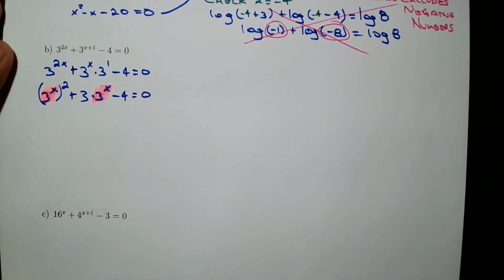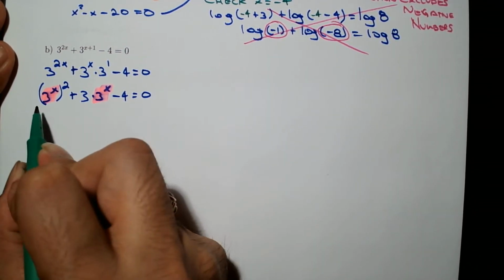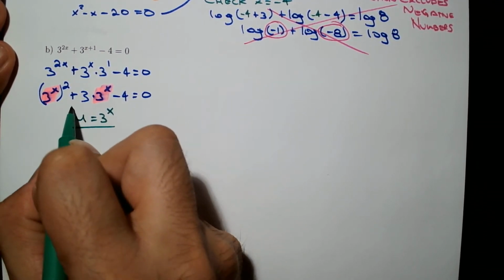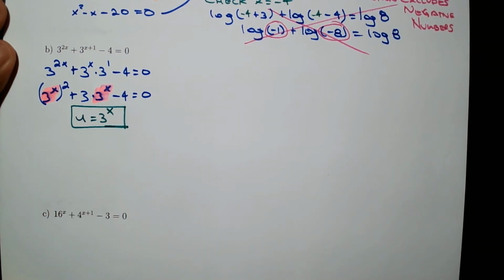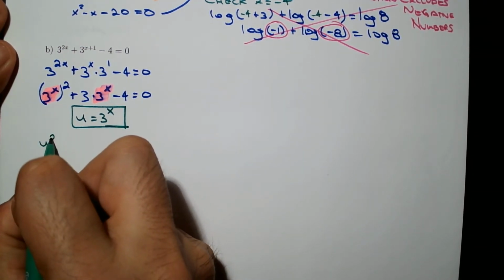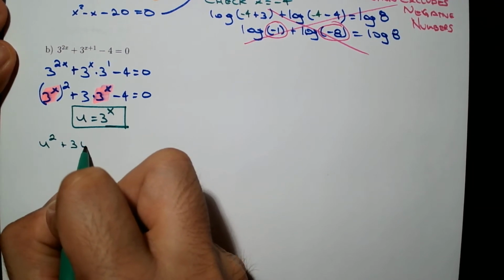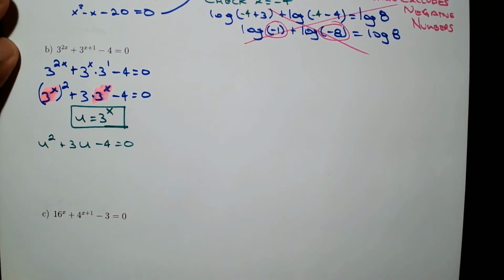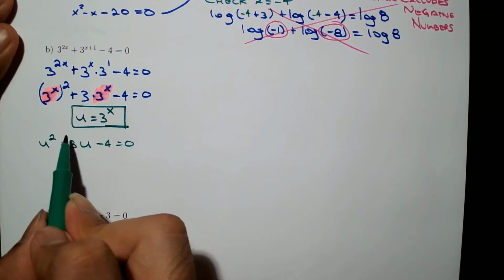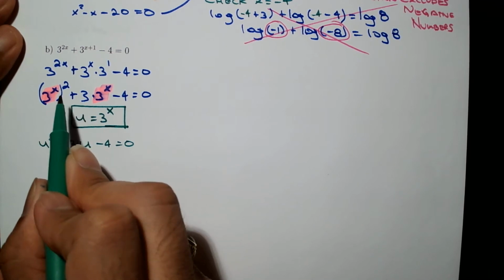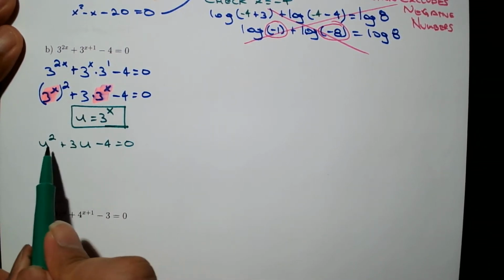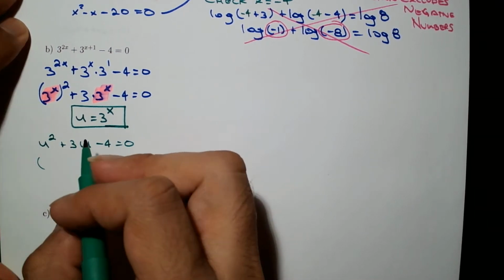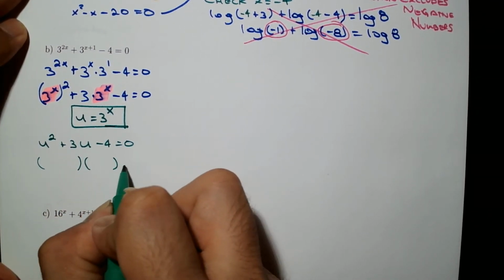So in this case, I'm going to send this equation to the world of u. Write the equation in the world of u, solve it in the world of u, and then go back to the world of x. So this ugly looking exponential equation became a polynomial equation, which is nicely factorable, by the way, because the factors of negative 4 that add up to 3 are 4 and 1.